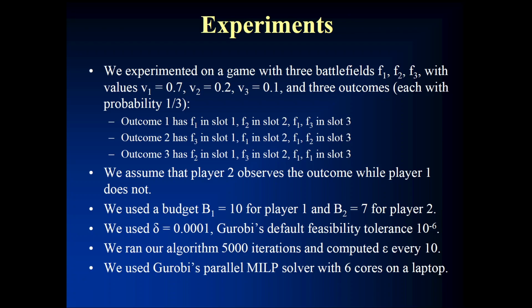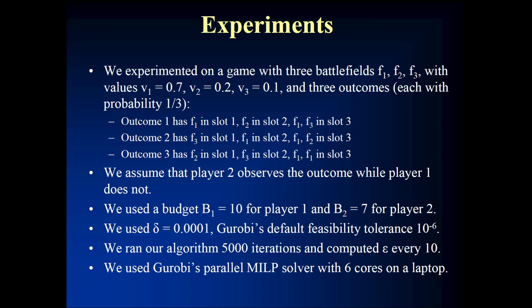And so we have experiments on a game. It's going to have 3 battlefields with the values 0.7, 0.2, 0.1, and 3 outcomes, each with probability 1/3. Again, we assume player 2 observes the outcome, player 1 does not. We have a budget of 10 for player 1 and a budget of 7 for player 2. We're going to set delta to be this small number, although it's still bigger than the feasibility tolerance.